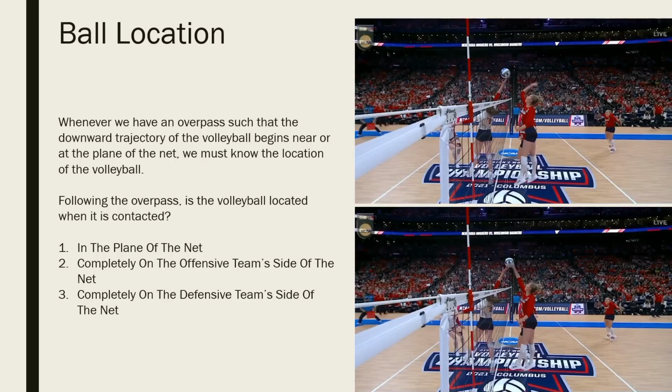When we have an overpass such that the downward trajectory of the volleyball begins near or at the plane of the net, we must know the location of the volleyball. Following the overpass, is the volleyball located when it is contacted in the plane of the net, completely on the offensive team side of the net, or completely on the defensive team side of the net?